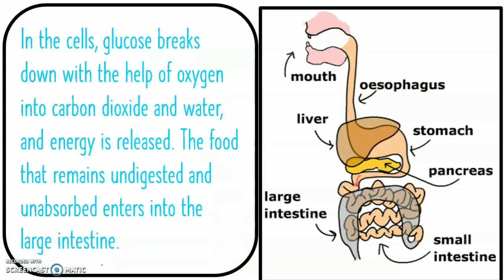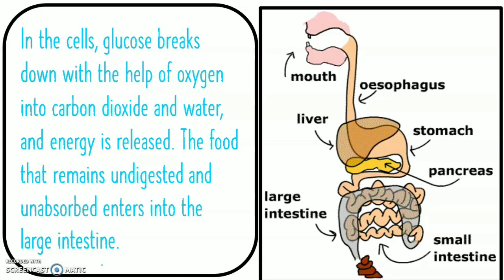In the cells, glucose breaks down with the help of oxygen into carbon dioxide and water, and the energy is released. So in the cell, what happens is the glucose breaks down with the help of oxygen into carbon dioxide and water, and then the energy is released.